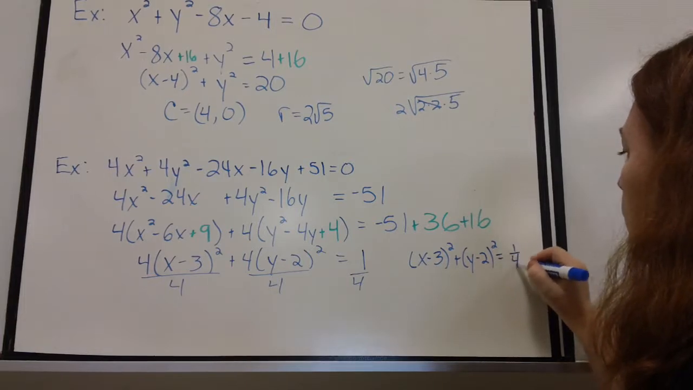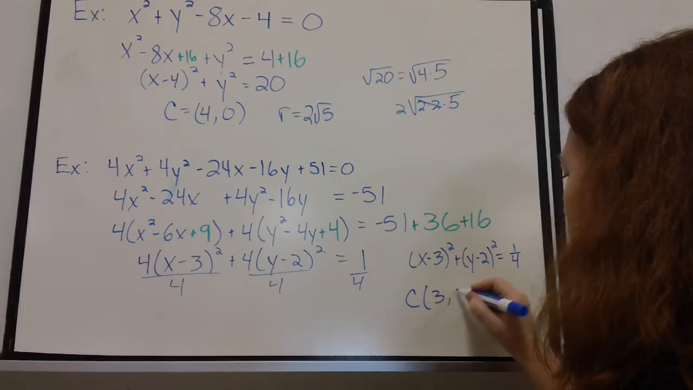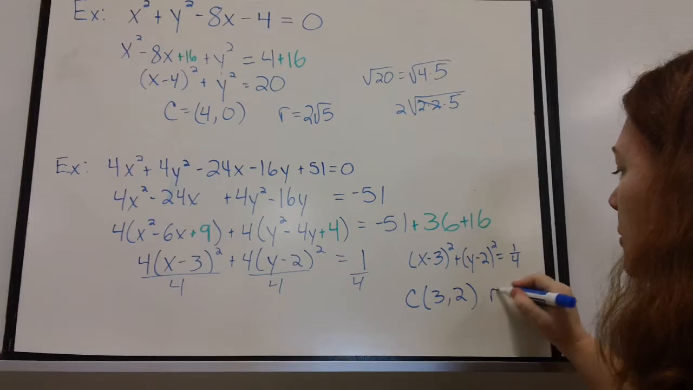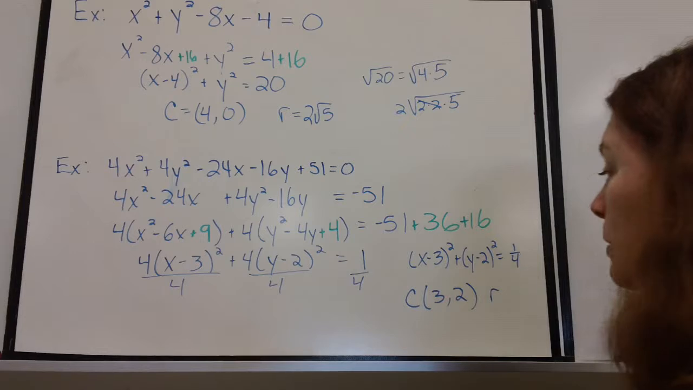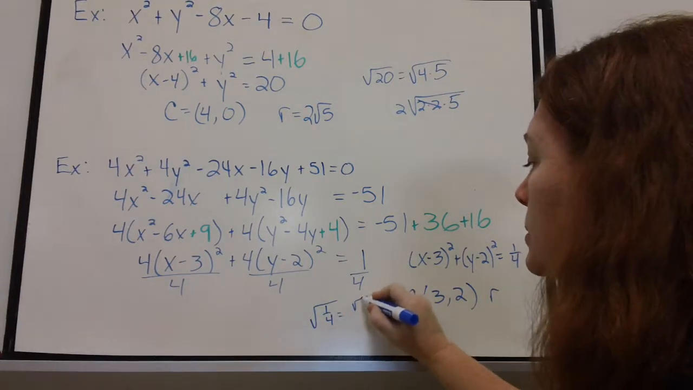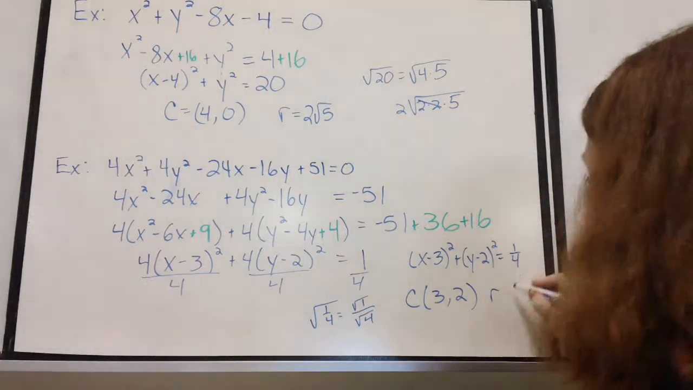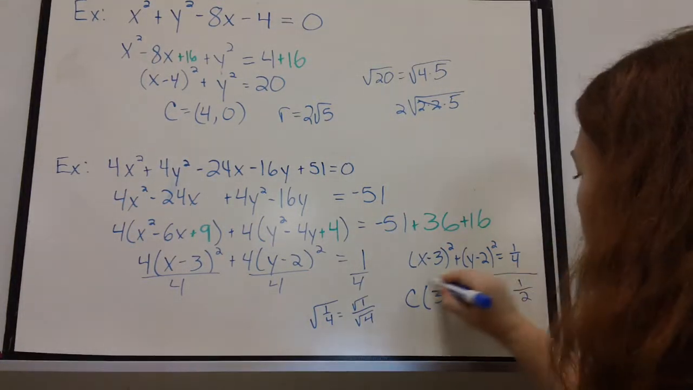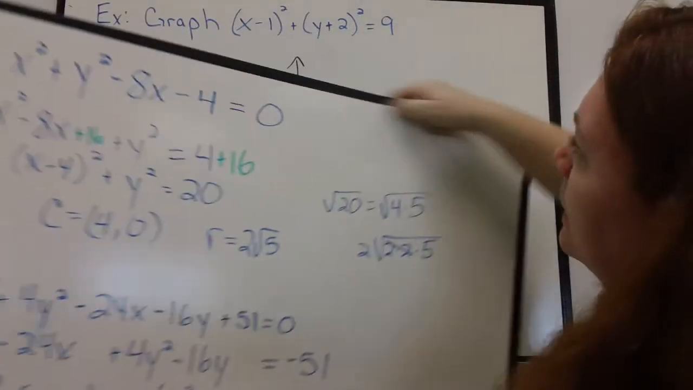And I get x minus 3 squared plus y minus 2 squared equals 1/4. My center is 3, 2. Do the opposite, positive 3, positive 2. The radius is the square root of 1/4. The square root of 1/4 is the same thing as the square root of 1 over the square root of 4. The square root of 1 is 1, the square root of 4 is 2, and my radius is 1/2. Woohoo, fun.